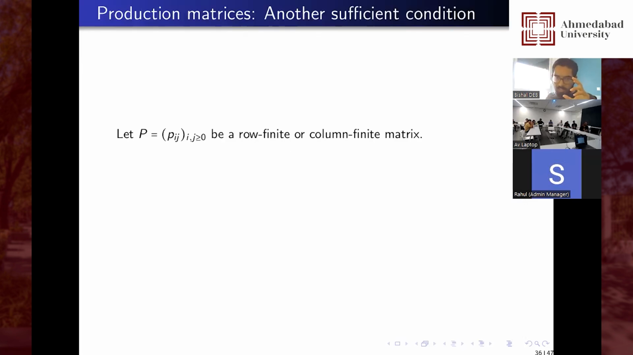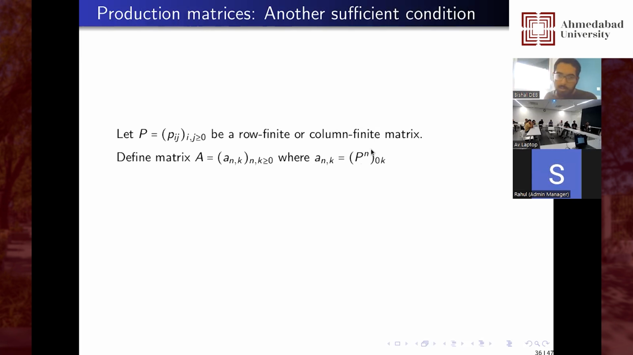So you start with a matrix P, a doubly infinite matrix. You assume that it's either row finite or column finite. That is, at most finitely many entries in each row are non-zero, or finitely many entries in each column are non-zero. And you define the following matrix. So you define matrix A, where the entry in row n and column k is: you raise P to the power n, and you take the entry 0k.